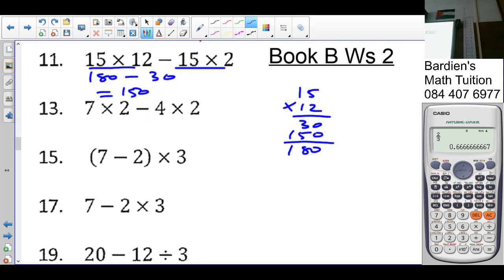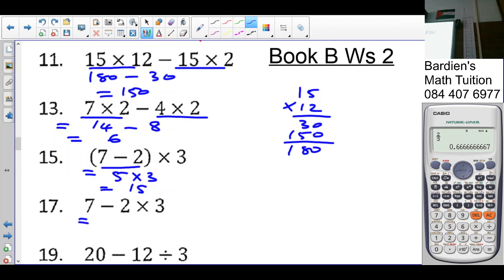You're moving too fast? No, okay. Again, multiplication first. 7 times 2 is 14. 4 times 2 is 8. 14 minus 8 is 6. Next. 7 minus 2 is 5. Times 3 is 15. The next one.